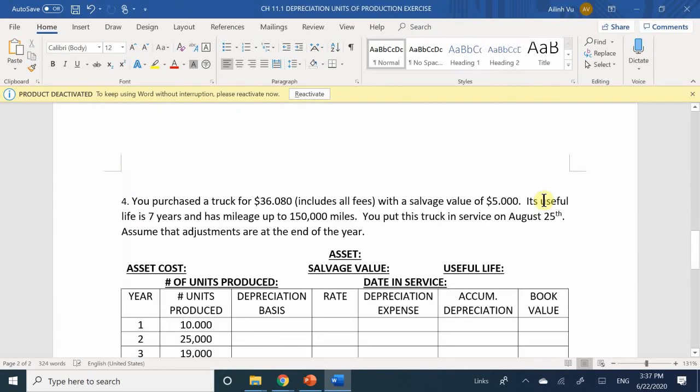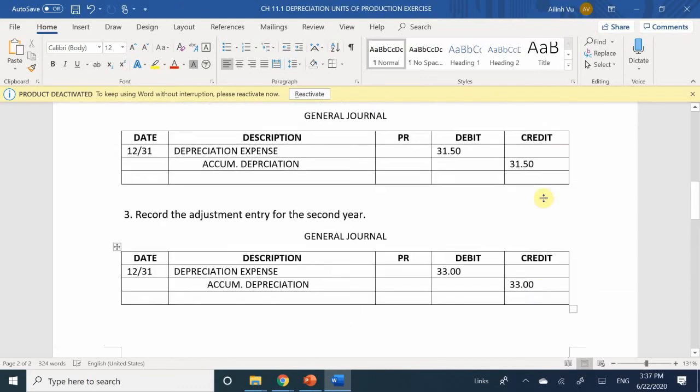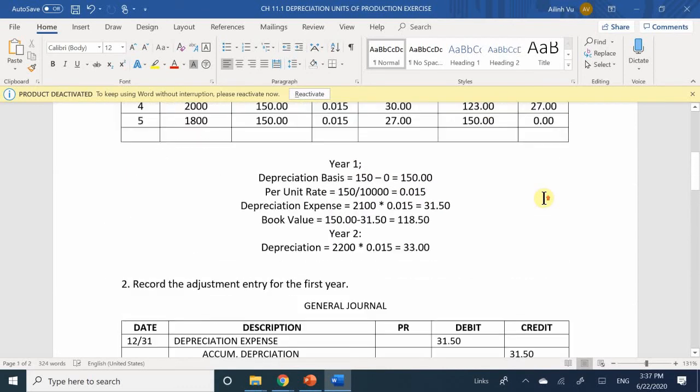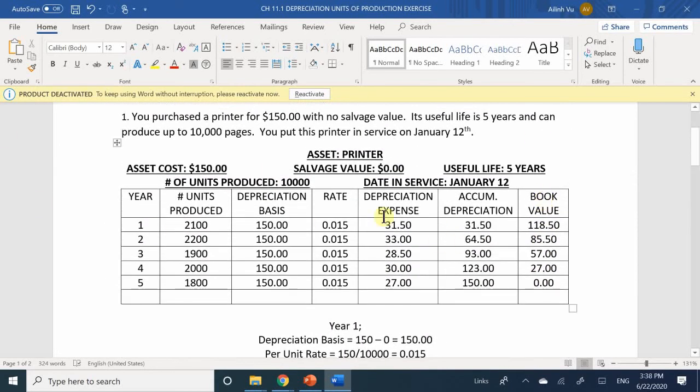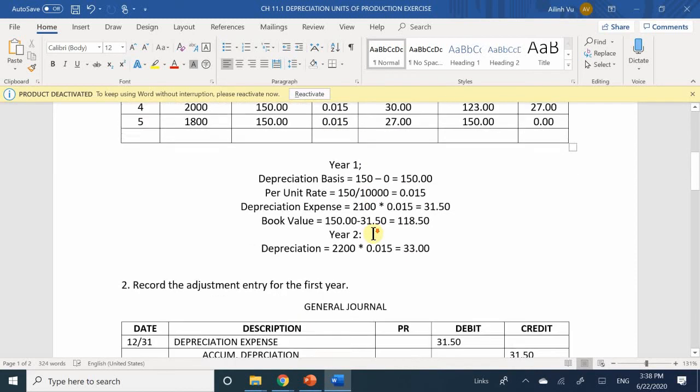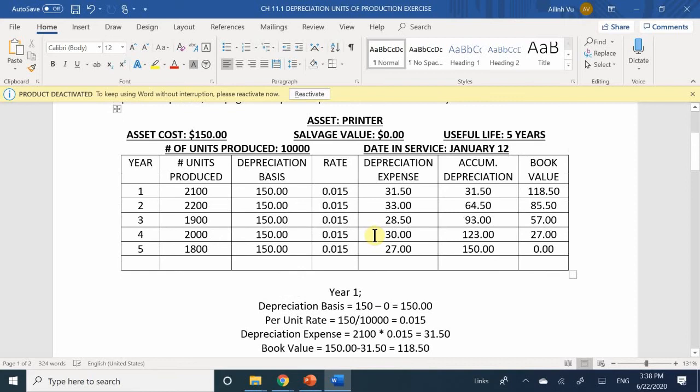That's okay. Good. So this is what happens every time you journalize for the depreciation. And up here, we already solved the table for it.